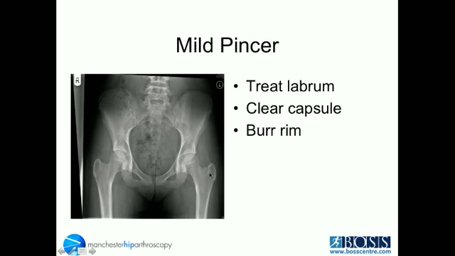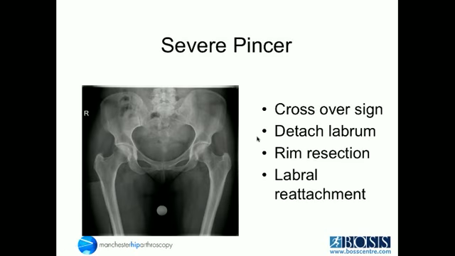Patients with a mild pincer, where you have a line joining sign rather than a gross crossover, you treat any labral damage, clear the capsule off the rim, and then resect the acetabular rim, leaving the labrum intact. And that makes a big difference to their postoperative rehabilitation. In patients with severe pincers, who have a full-blown crossover sign, you're actually better detaching the labrum using an arthroscopic knife. Then you're free to resect the rim, and then you can reattach the labrum using arthroscopic anchors.